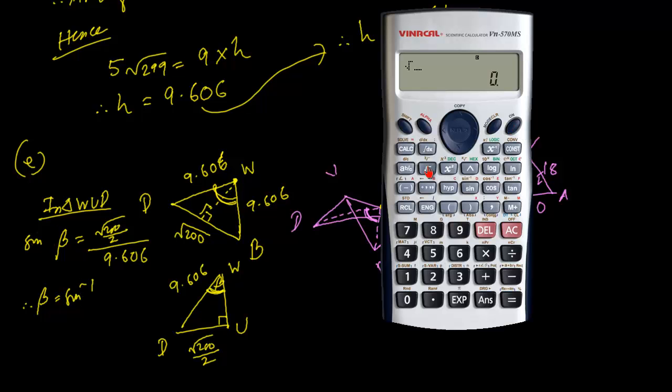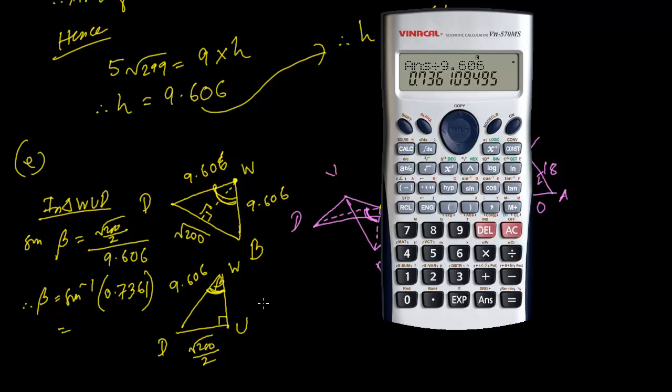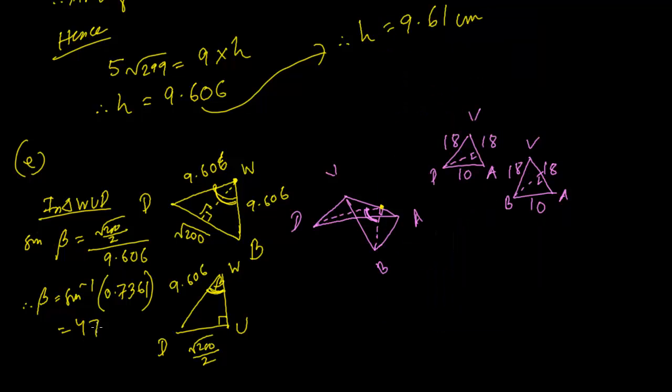Therefore, beta equals sine inverse of square root of 200 divided by 2 divided by 9.606, and we get 0.7361. So we get sine inverse of that is 47.4.